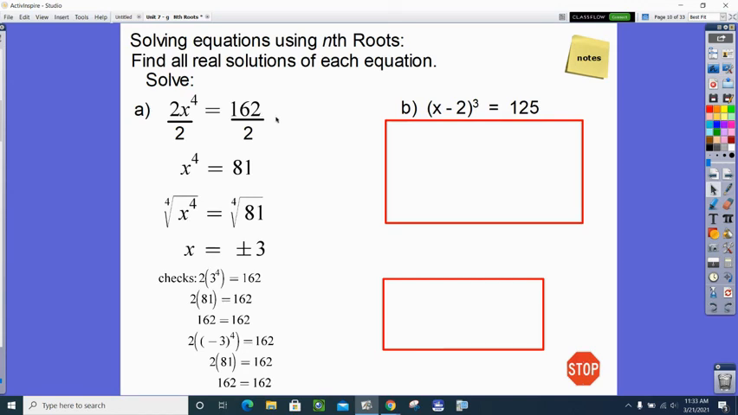I'm just going to let you know when you get to Algebra 2, they'll talk about the fact that if there's an exponent of 4, there are 4 solutions. There are 2 real solutions and 2 complex solutions. More on that in the future. We're not worrying about it. Right now, we're looking for just real number solutions.